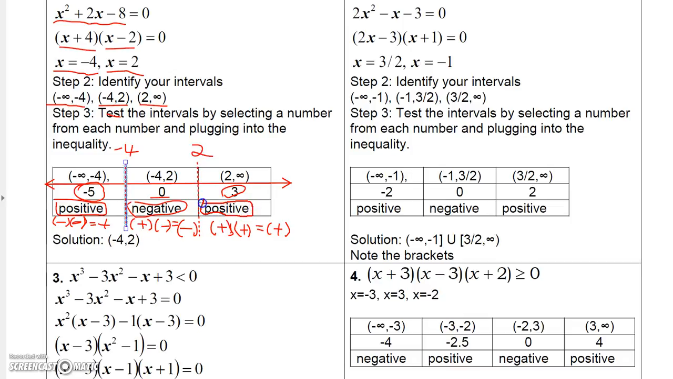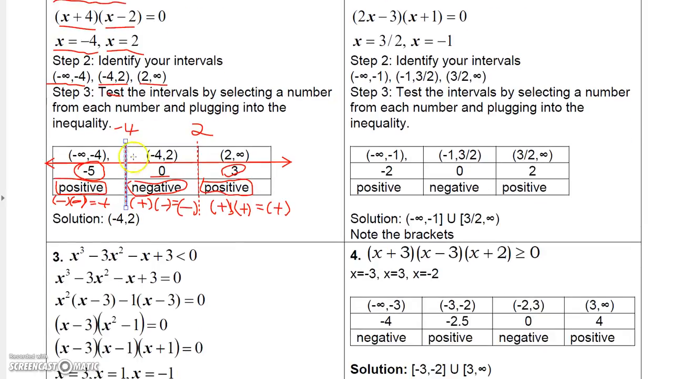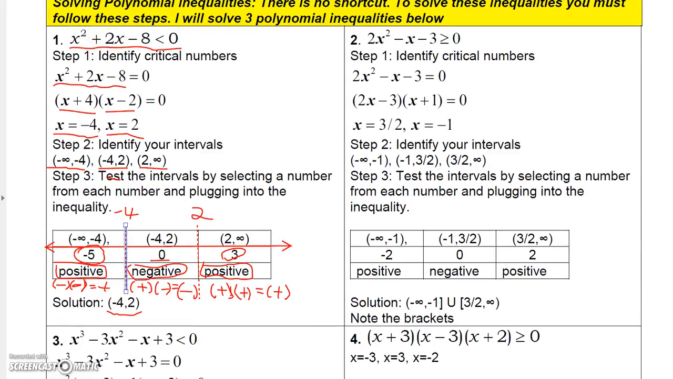Now remember, I wanted to know when my expression was less than 0, which means when is it negative. Well, it's going to be negative only in this middle interval, -4 to 2. And it didn't say less than or equal to 0, it just says when is it less than 0. So my answer is from -4 to 2, but does not include -4 or 2. So that would be my solution of when that expression is less than 0: the interval from -4 to 2.